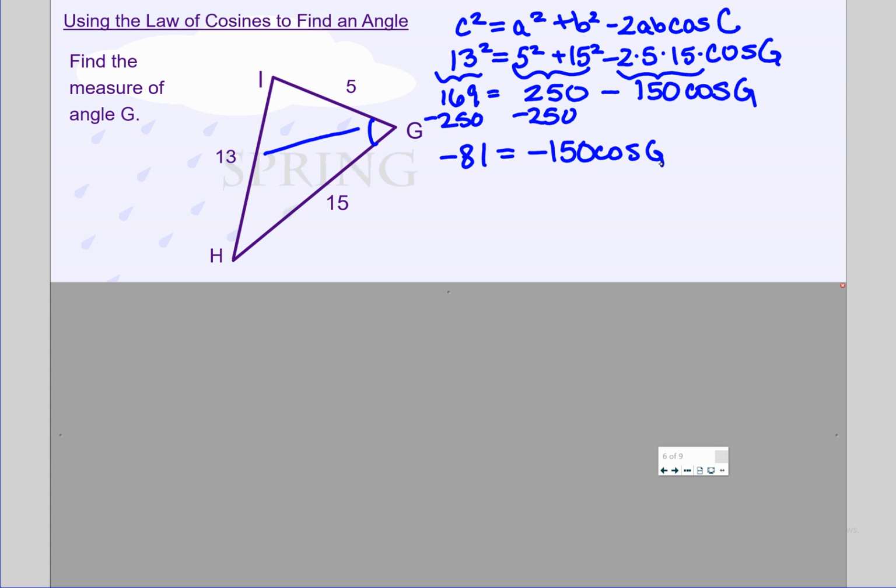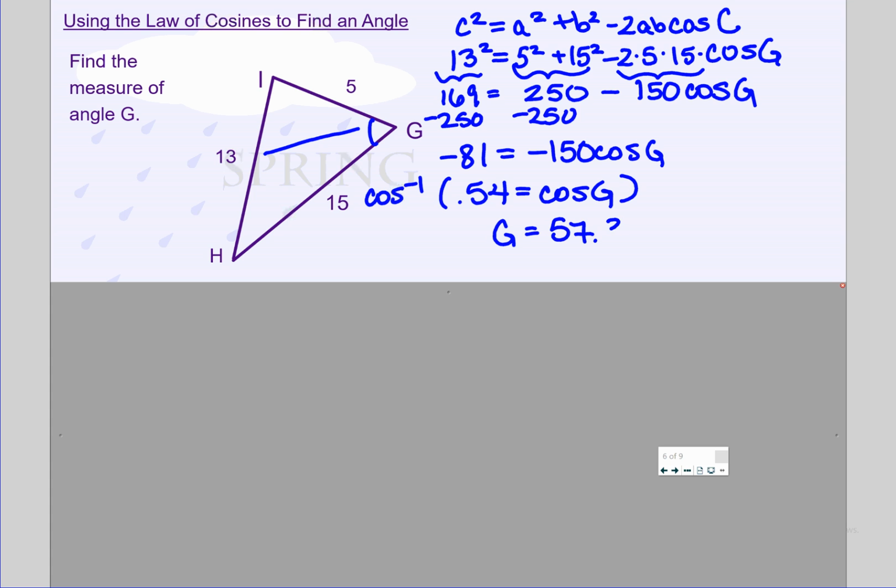Then we divide by negative 150, which is going to give me 0.54, equals cosine g. And then just like law of sines, we use an inverse to cancel the trig function out. We're going to do inverse cosine to cancel my cosine out. So inverse cosine of 0.54 gives me 57.3.